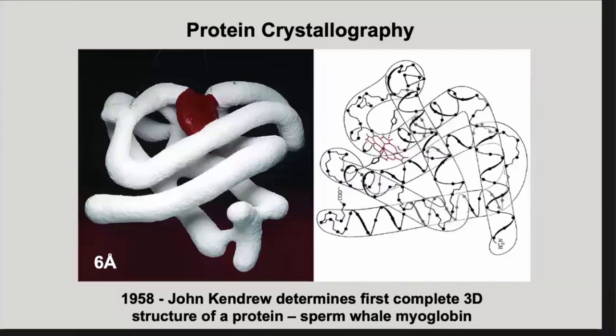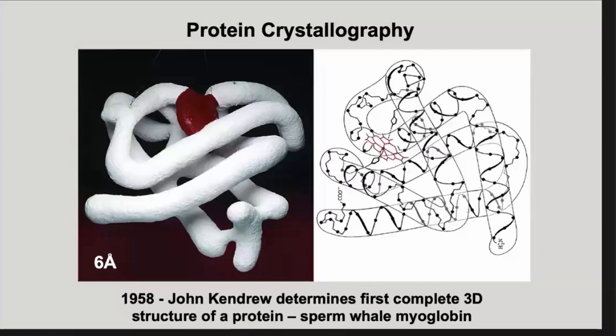So that thing on the left is the 6 angstrom model of the protein myoglobin. And what that means is that we can't see anything finer. We can't resolve the structure in any more detail than 6 angstroms, which is several times the width of a hydrogen atom. So we're actually not even seeing individual atoms at this point.